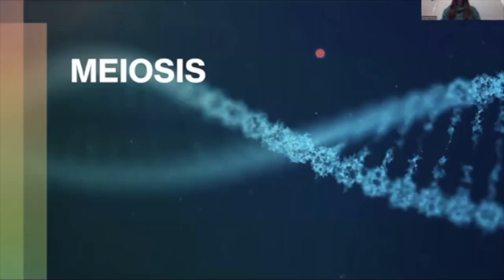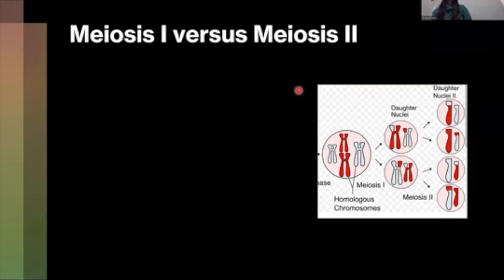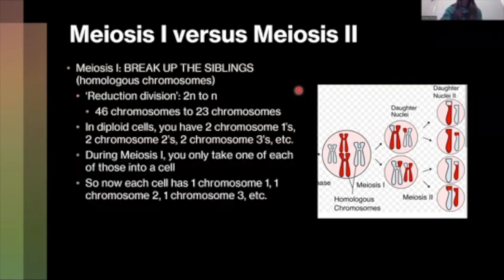Okay, hi everyone. So now we are going to go ahead and dive into meiosis. Meiosis has two stages, meiosis 1 and meiosis 2. We're going to talk about some of the differences between these first, and then we're going to go into each of the stages individually.